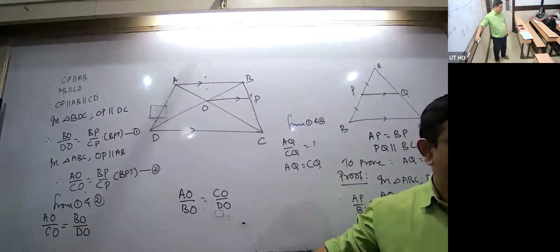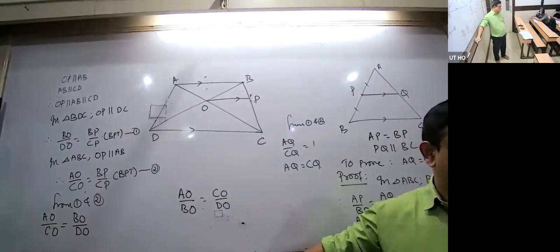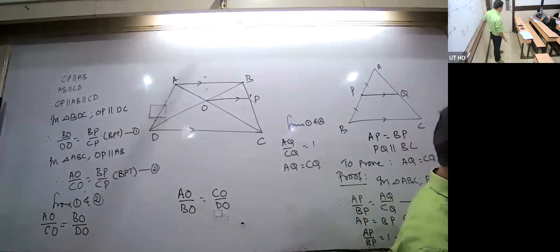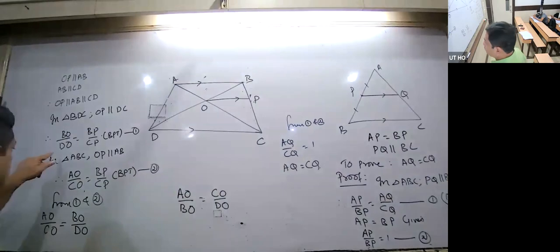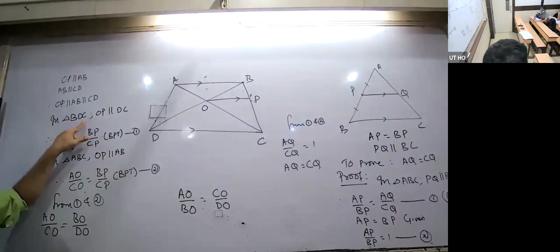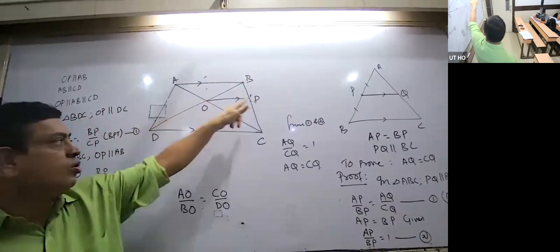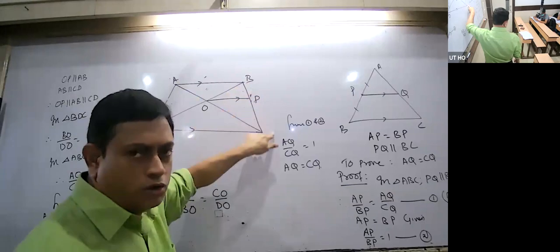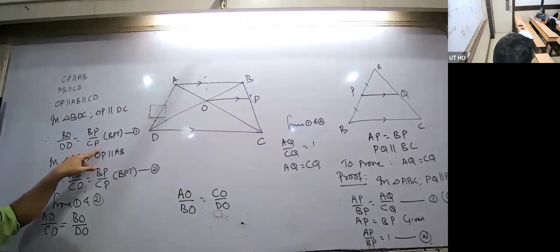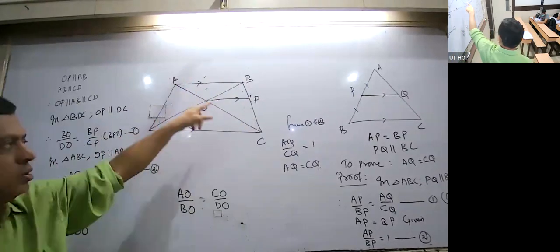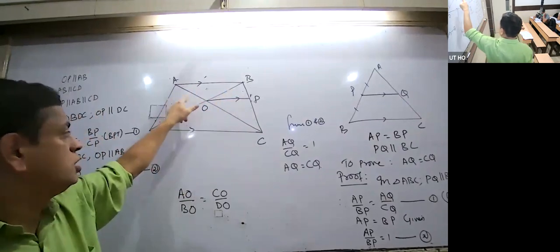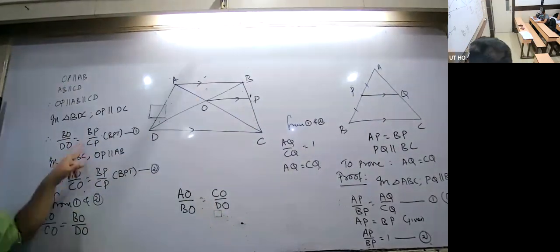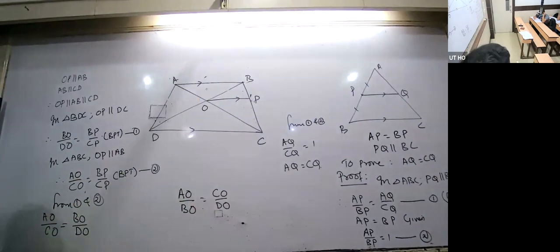What happened? You wanted to learn something. Which step do I have to explain? Have you seen triangle BDC? What is parallel to what? OP is parallel to DC, no? Yes. Therefore, BPT, BO upon DO is equal to BP upon CP. Then the next triangle I took is ABC. This is parallel to this, no? Ratio AO upon CO is equal to BP upon CP. So RHS is the same.